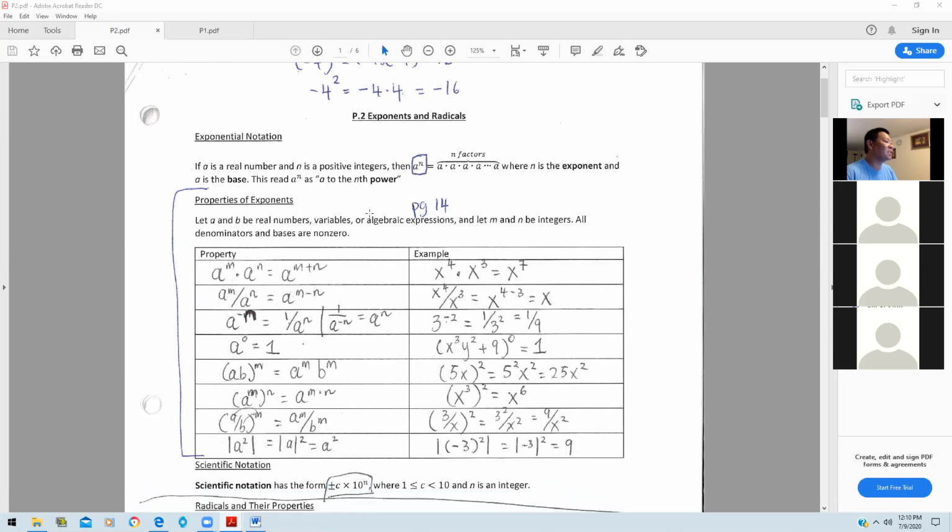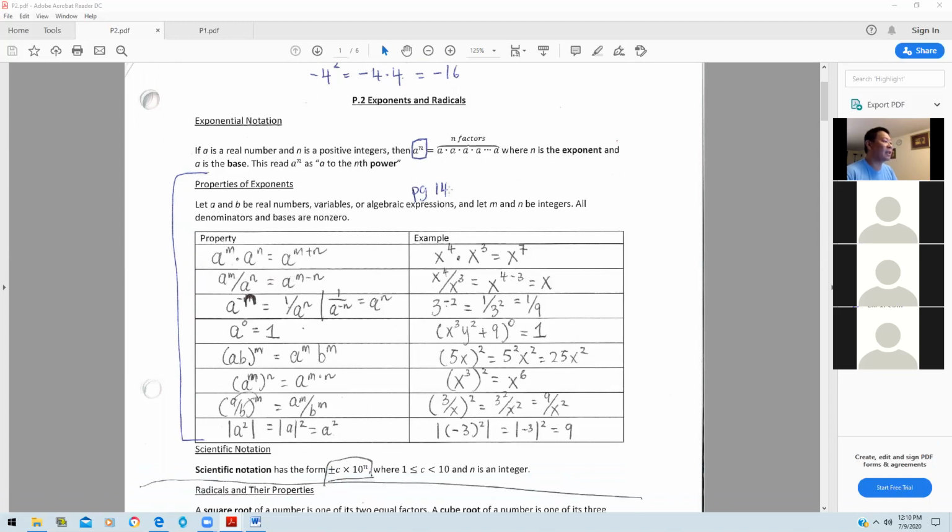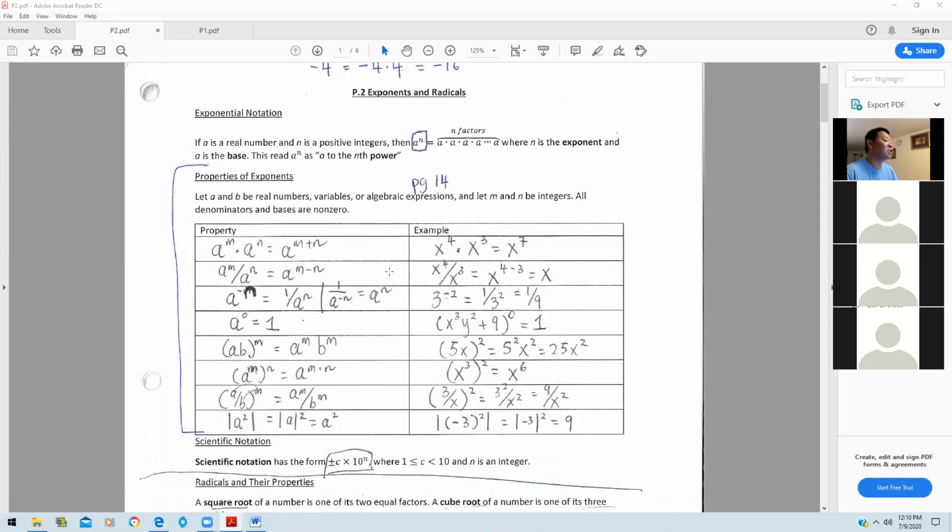These are the properties of exponents. This is also found in your textbook on page 14. We have a lot of properties here. Some of you ask me, do you need to memorize the properties? I always tell my students, do not memorize formulas, because that's like memorizing a dictionary. Mostly in this class, we want you to know how to apply it: when to apply it and how to apply it.